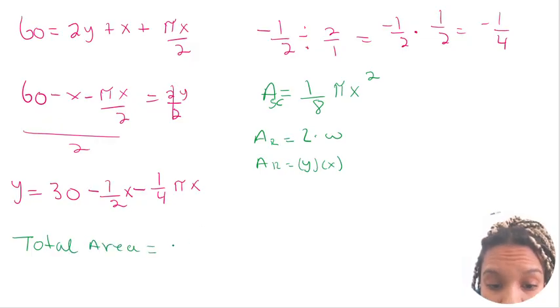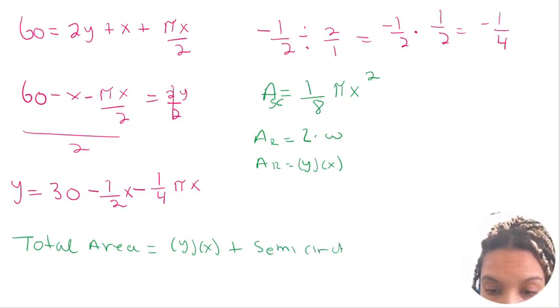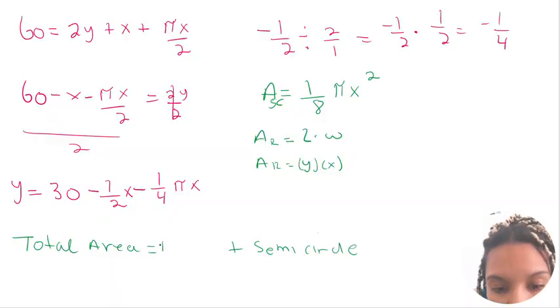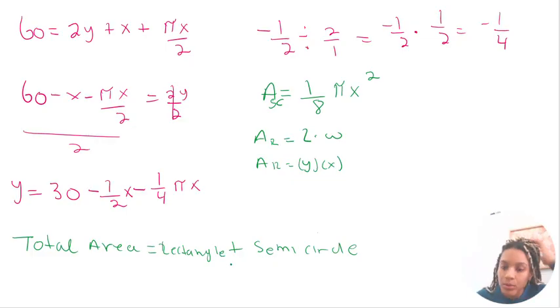So that is simply the length times the width plus the semicircle area, okay? So this is the square, or maybe I should just write it like that for you. The rectangle plus the semicircle, okay? So now let's put all of that together.